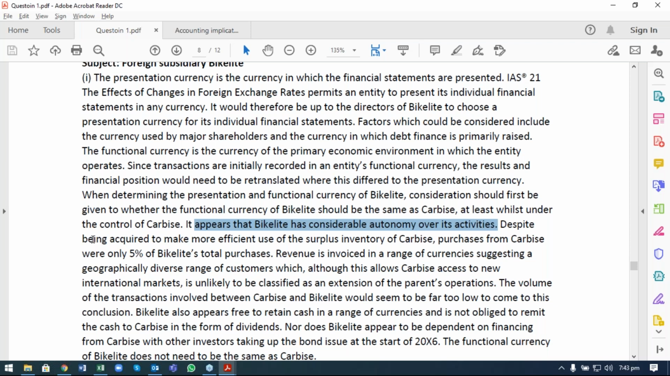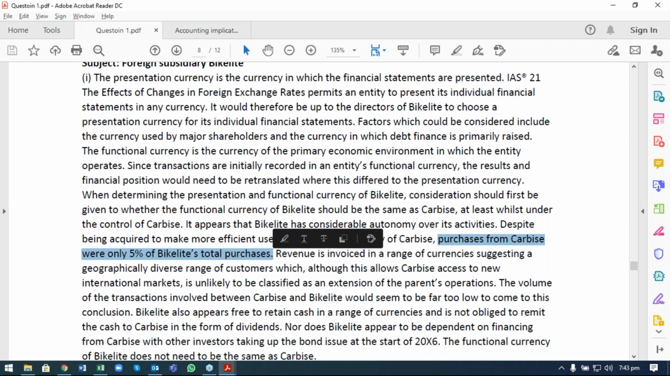Despite being acquired to make more efficient use of surplus inventory of Carby's, purchases from Carby's by the backlight were only 5% of the backlight total purchases, which means backlight has its autonomous operations. It's not depending upon the Carby's to run its operations. So it means backlight is not required to use the same currency as its functional currency, which is used by its parent company.